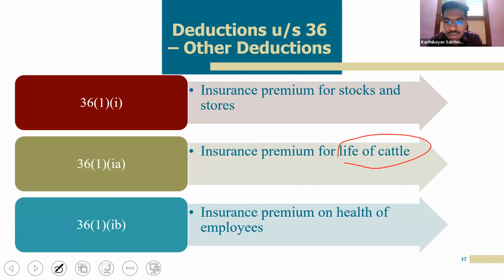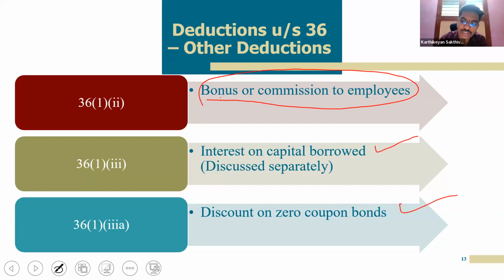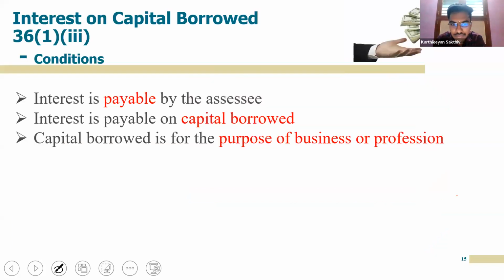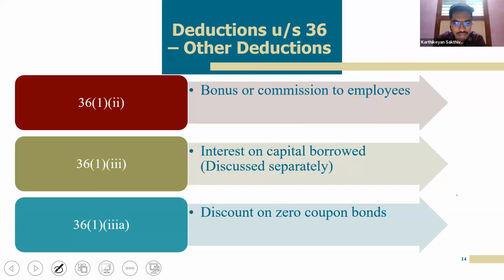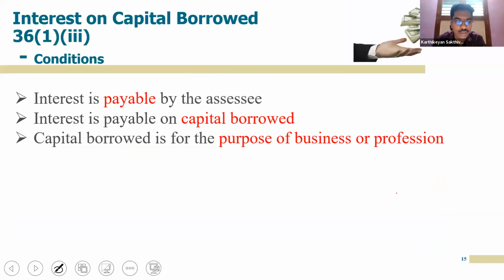ஓகேவா? So whatever is the insurance premium paid for stocks and stores can be claimed as deduction. Whatever is the insurance premium which is paid for the life of cattle, it can be claimed as deduction. Insurance premium which is taken on health of the employees can be claimed as deduction. Whatever is the bonus or commission which is paid to employees can be claimed as deduction. Interest on capital can be claimed as deduction. Discount on zero coupon bonds can be claimed as deduction. Right? So இதுல one of the important points இந்த ரெண்டு பாயிண்ட் தான் it is important. First interest on capital borrowed, second discount on zero coupon bonds.